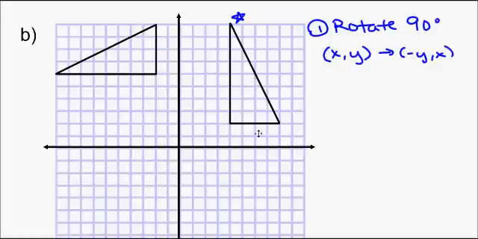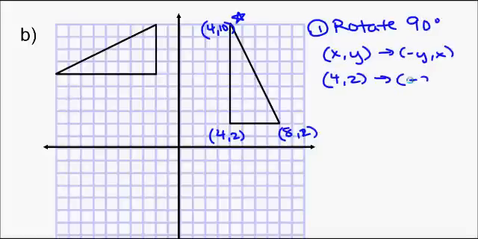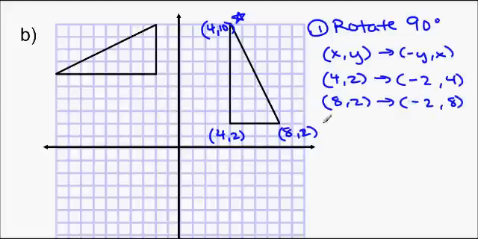After I've rotated, let me see what my new coordinates are going to be. This is at (4, 2), (8, 2), and (4, 10). So when I rotate, (4, 2) will become (negative 2, 4). (8, 2) will become (negative 2, 8). And (4, 10) will become (negative 10, 4).